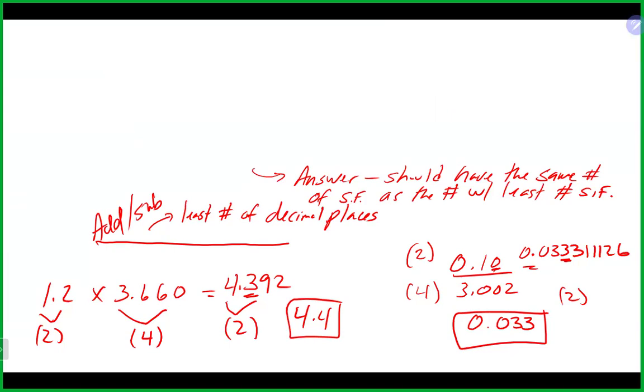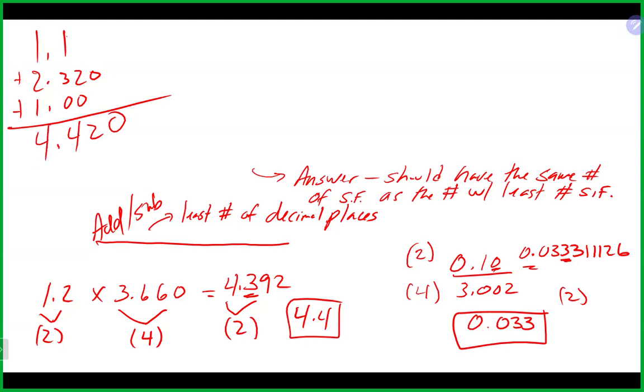So if I had something like 1.1 plus 2.320 plus 1.00. I'll try it without the calculator. 2, 4, 2, 3, 4. My answer here should go to what? It should go to 4.4, as this has 1 decimal place.